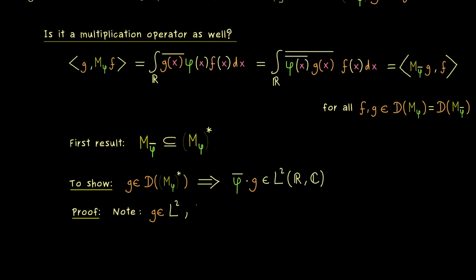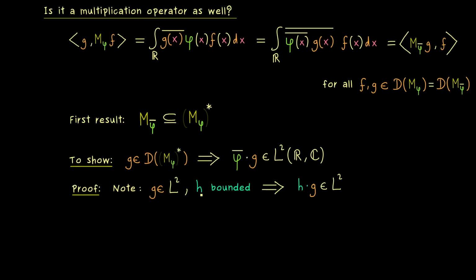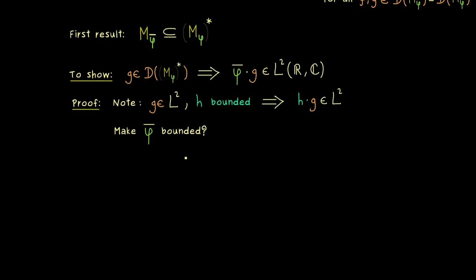So if g is L2 and we have a bounded function h, then the product h times g is L2 again. This is quite clear when you look at the integral, because we can just estimate the whole thing by looking at the maximal value of h. Hence, the whole idea for our proof here is to make our continuous function phi somehow bounded.